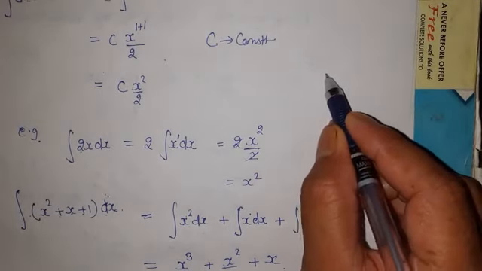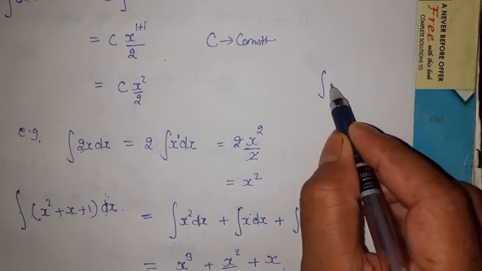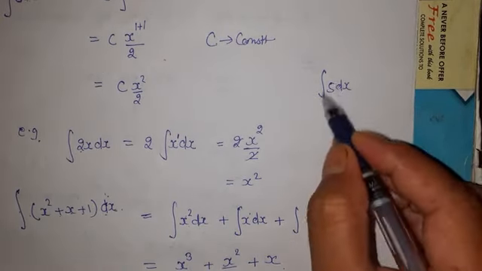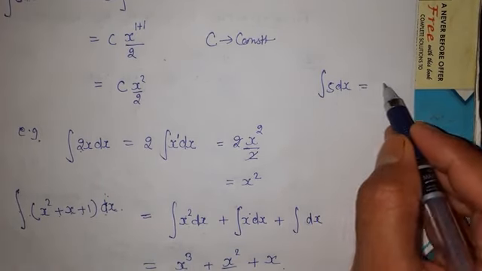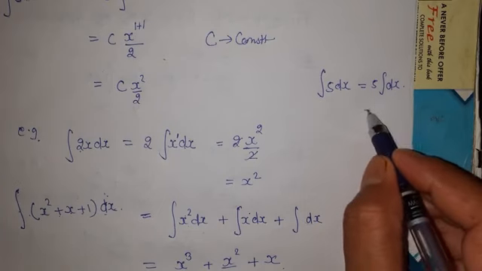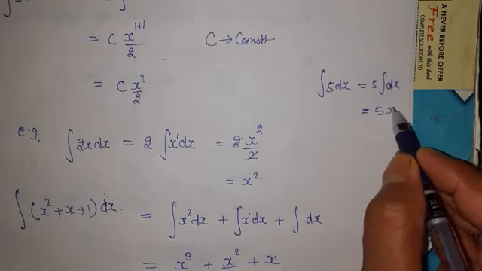If it is taken over here, integration of 5 dx, what will be the integration of 5 dx? So 5 is what? Constant. So you can take this 5 outside, and inside it will remain over there dx. So we will get it as 5x.